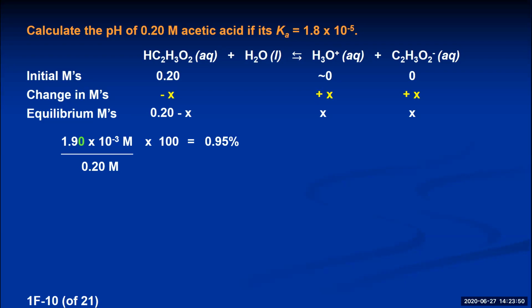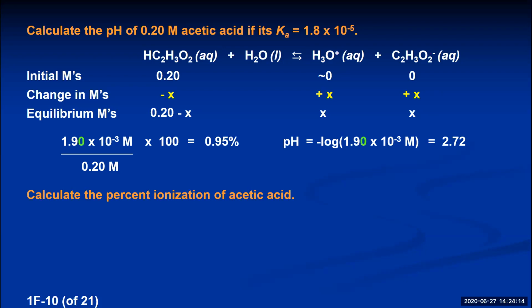So that means the x value can be assumed to be correct, and x stands for the hydronium ion molarity. So if you want to get the pH of the solution, you take the negative log of 1.9 times 10 to the minus third, which is a 2 significant figure number. So your pH will have 2 places past the decimal point. The acetic acid solution's pH should be 2.72.